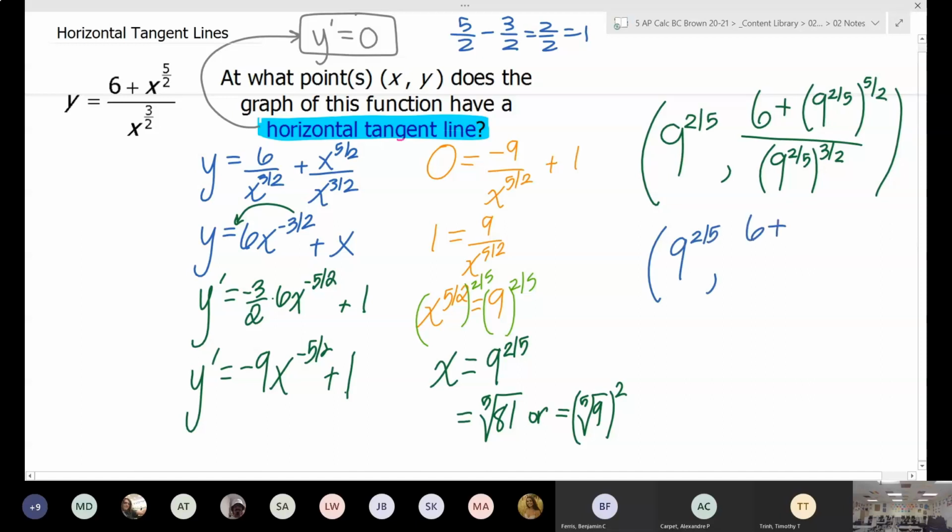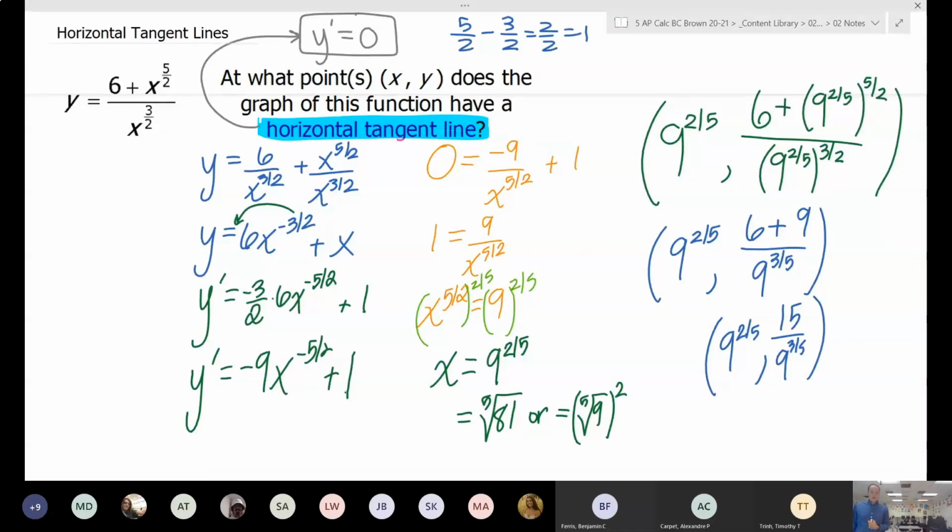So we have 6 plus 9 to the 2/5 raised to the 5/2 is just 9. Power to a power means you multiply. And then 9 to the 2/5 raised to the 3/2 is going to become 9 to the 3/5. And so a simplified answer might look like this, which isn't much simplified, but that's about as far as we can take it.